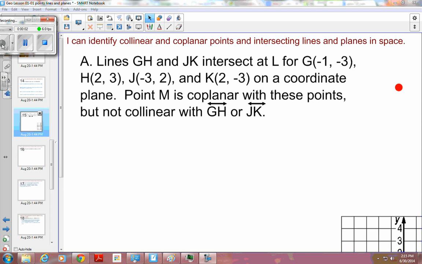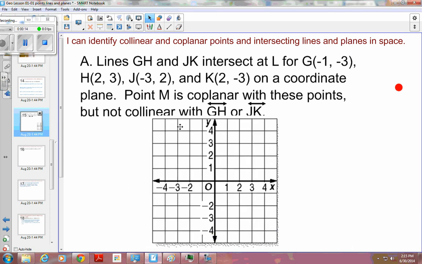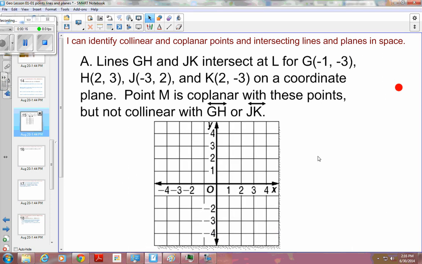Okay, in this next example, I need to draw and label a figure for the relationship given. So I read through this: lines GH and JK intersect at L, and then it's giving me the actual coordinates of the points. So since it's giving the coordinates of the points, I need to have a coordinate plane. Okay, and then I need to follow exactly what the relationship is, so I'm going to put on point G. Point G is -1, -3. So -1, -3 would put me down here.